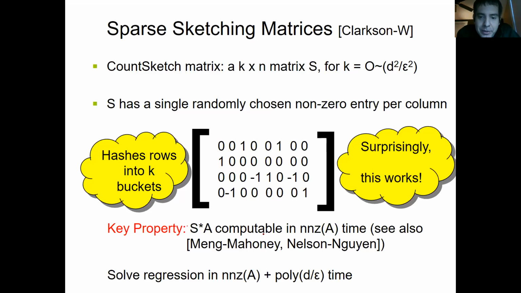And there are some nice follow-up works of Meng and Mahoney and Nelson and Nguyen. In particular, the latter gives a trade-off. So if I want to improve this sketching dimension of d squared over epsilon squared to something closer to d, then I can do that by increasing the number of non-zeros per column.